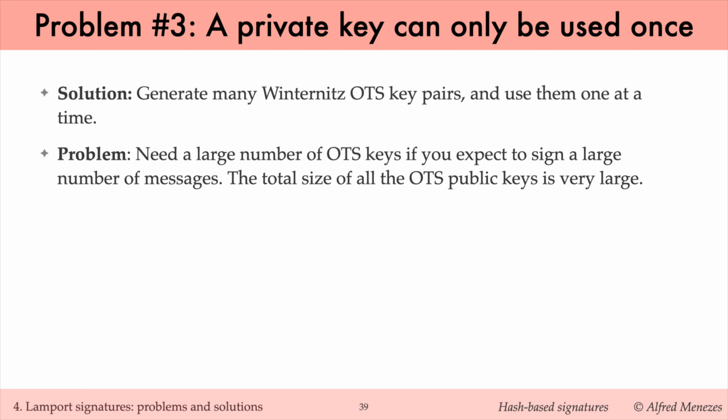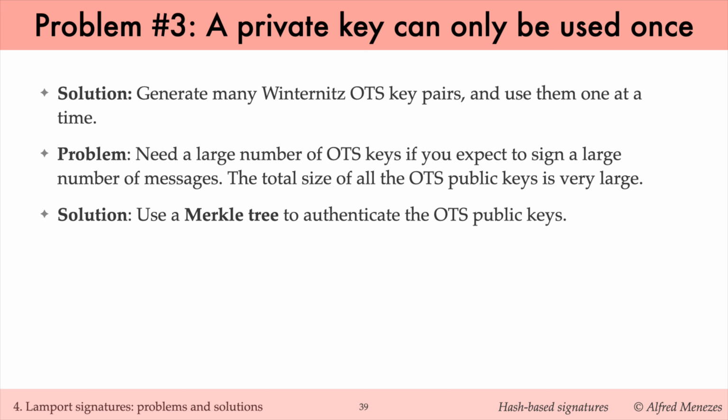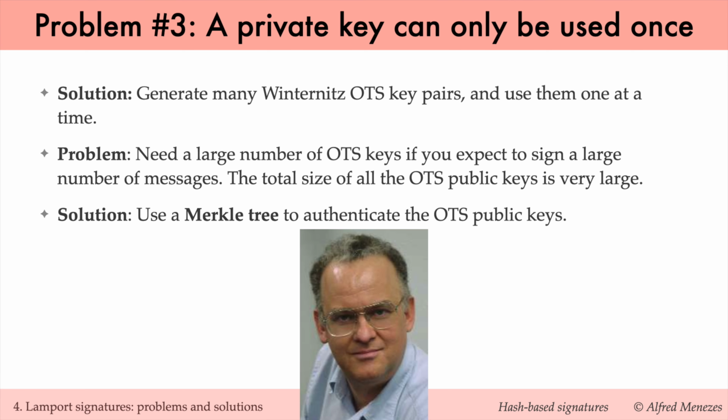The drawback with the solution is that if one expects to sign many messages, then one would have to generate a large number of OTS key pairs. Thus, the total size of all the OTS public keys will be very large. Ideally, a public key should be small, and the corresponding private key should be small and permitted to securely sign many messages. An elegant solution to this problem is to use a Merkle tree to authenticate the OTS public keys.